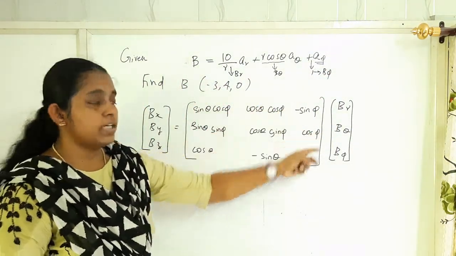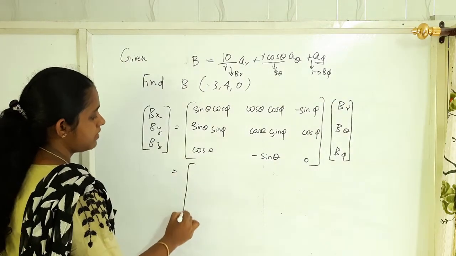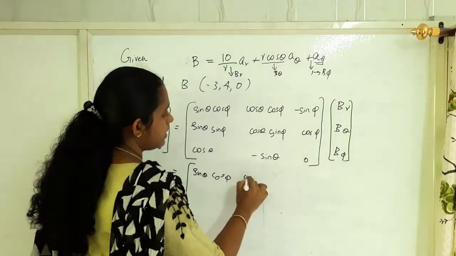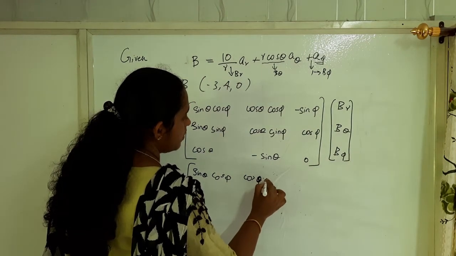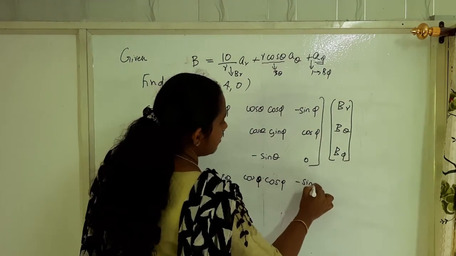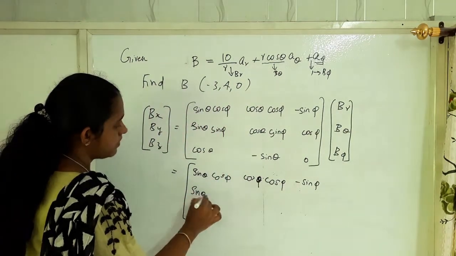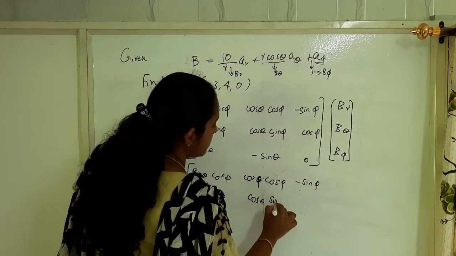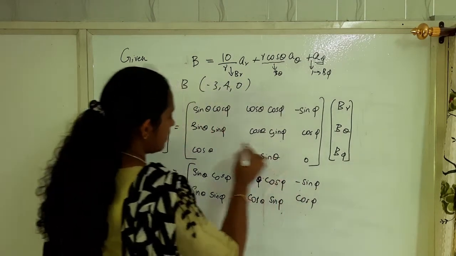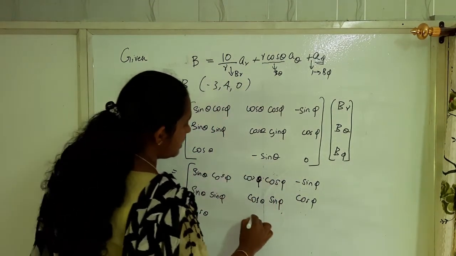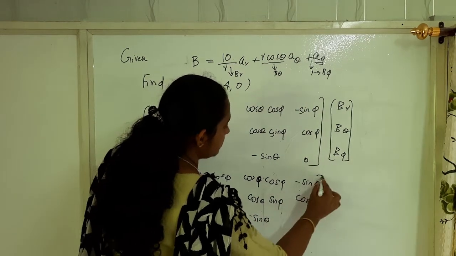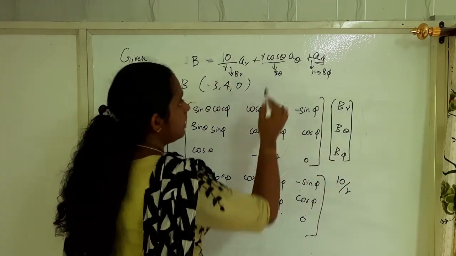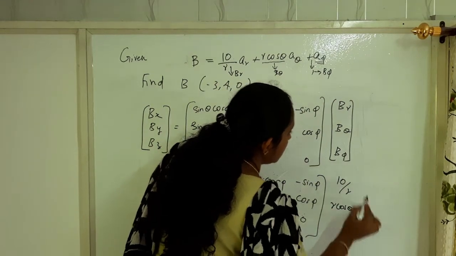So we substitute these values here and write the transformation: the matrix with rows sin theta cos phi, cos theta cos phi, minus sin phi; then sin theta sin phi, cos theta sin phi, cos phi; then cos theta, minus sin theta, 0; multiplied by BR, which is 10 by R, B theta, which is R cos theta, and B phi, which is 1.